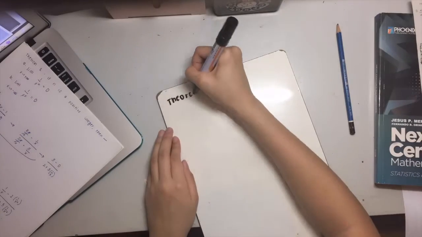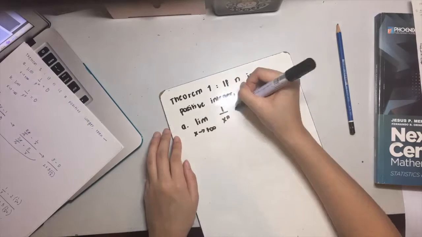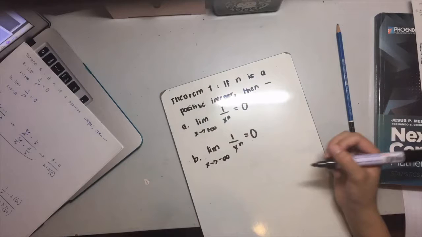This happens when the independent variable, which is x, increases or decreases without bound, or basically it approaches infinity, while the dependent variable, which is y, approaches a certain fixed number. Theorem 1. If n is a positive integer, then the limit approaching positive or negative infinity of 1 over x raised to n is equal to 0.